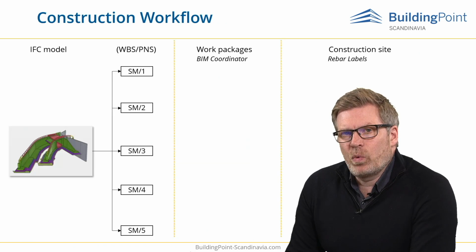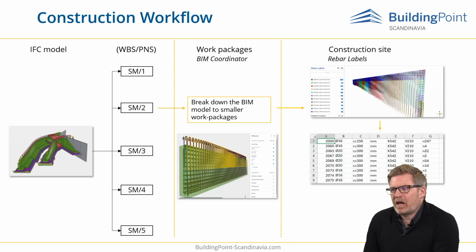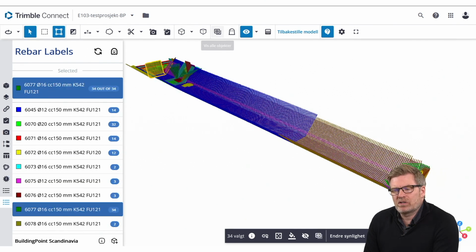The workflow that we use for the Rebar Labels extension is we get an IFC model that has a basic breakdown structure. The BIM coordinator breaks it down even further into smaller digital work packages, and then it gets accessed on the construction site by the rebar workers, where they use the Rebar Labels extension to view the information and print out the list if they want to. So this is just an example: when you see the work package of the rebars and we click the Rebar Labels extension, it colorizes everything and creates the list.